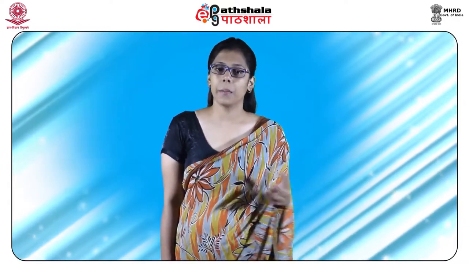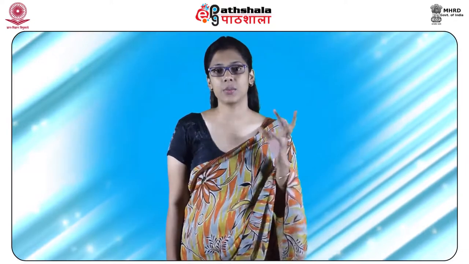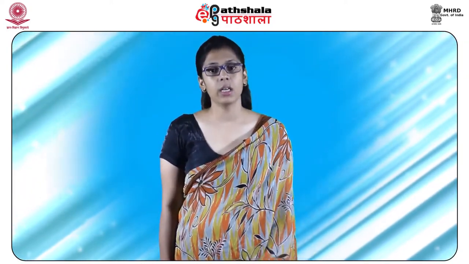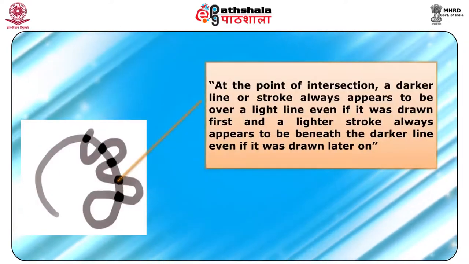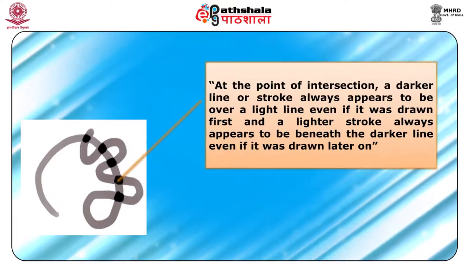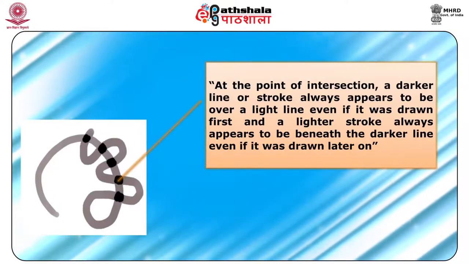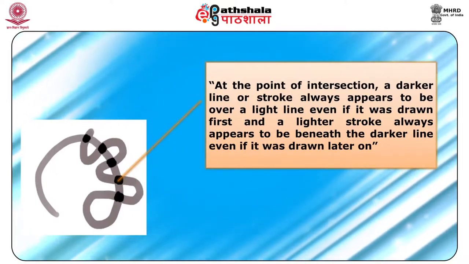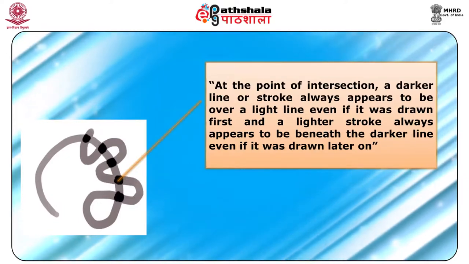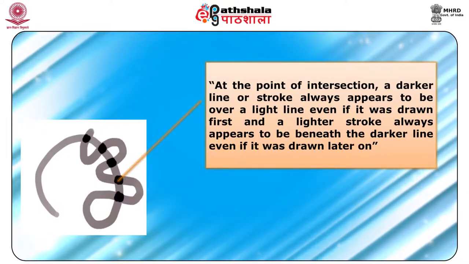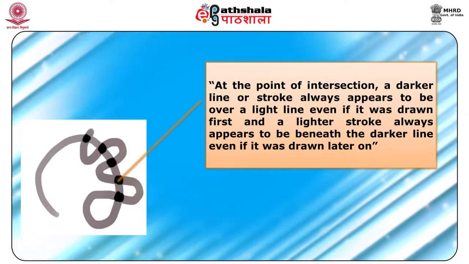But now, with the advancement of techniques, it is possible to ascertain the sequence of intersecting lines in most cases. The examiner should always keep in mind the optical illusion that at the point of intersection, a darker line or stroke always appears to be over a lighter line, even if it was drawn first, and a lighter stroke always appears to be beneath the darker line, even if it was drawn later. That means the illusion always gives the effect that the darker line was subsequently written.